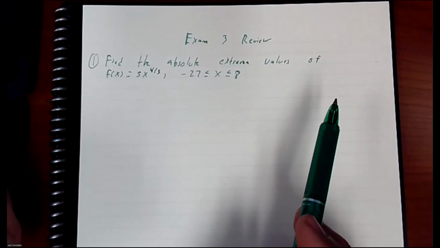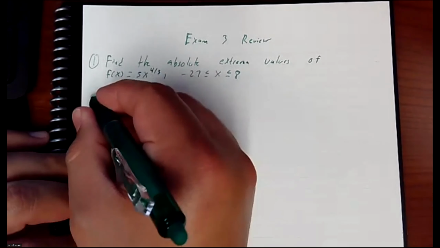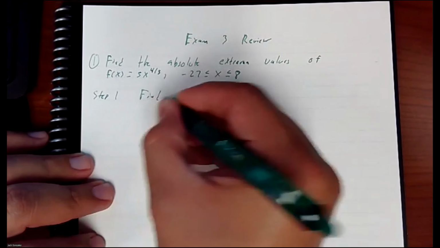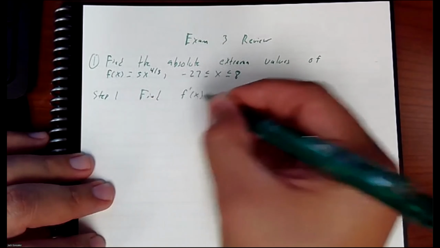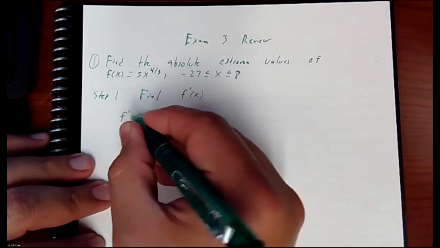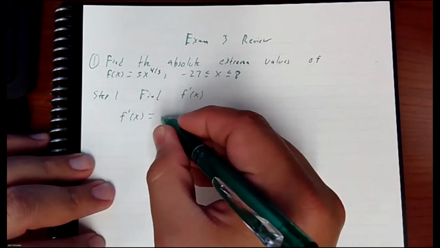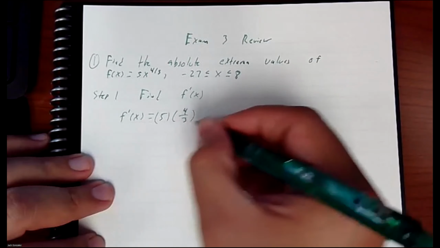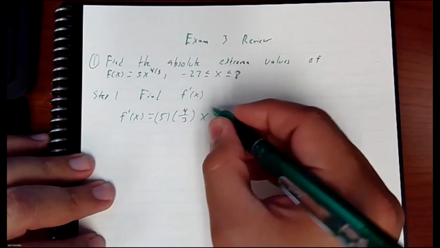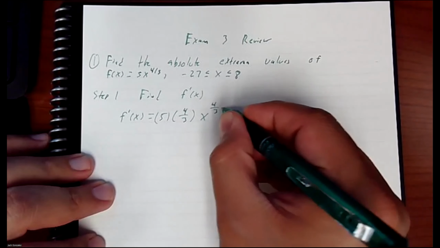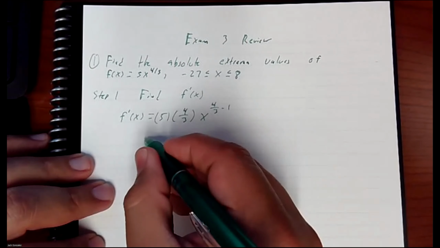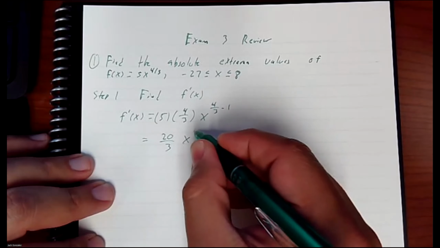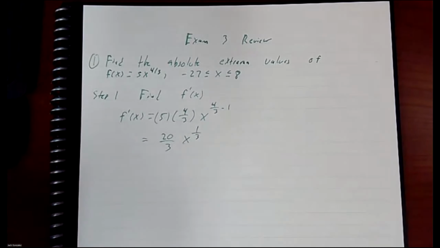Okay. So first step, step 1, find f prime. So the derivative would be 5 times 4/3 times x, and then you do 4/3 minus 1. So that will be 20/3 x to the 1/3, right?